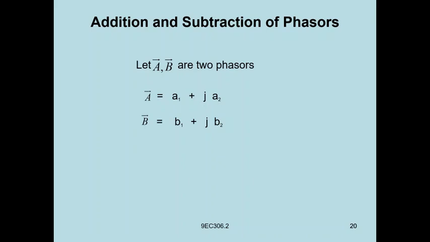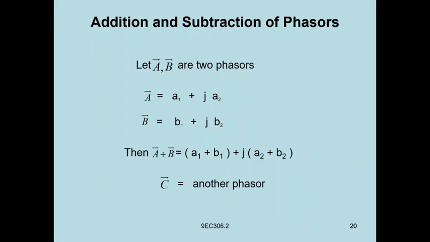So, see here, when phasor A plus phasor B is equal to A1 plus B1 plus j(A2 plus B2). In this way, we have to add that. And similarly, to subtract, A minus B is equal to A1 minus B1 plus j(A2 minus B2).